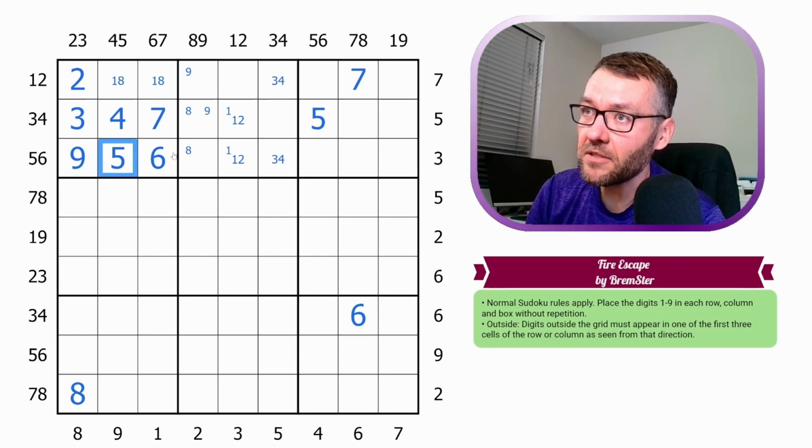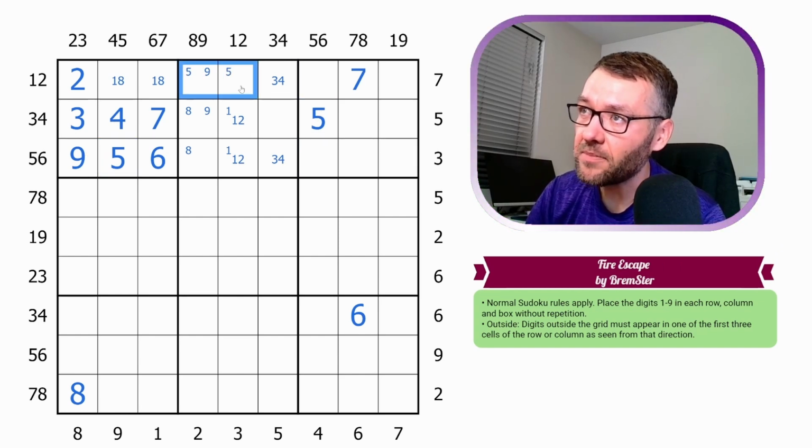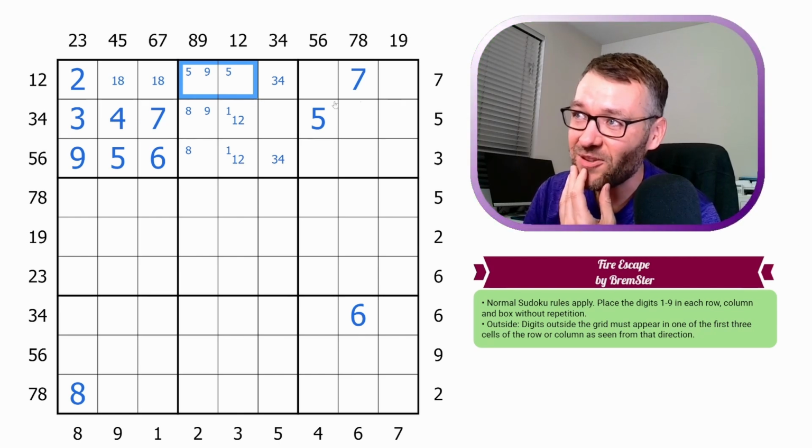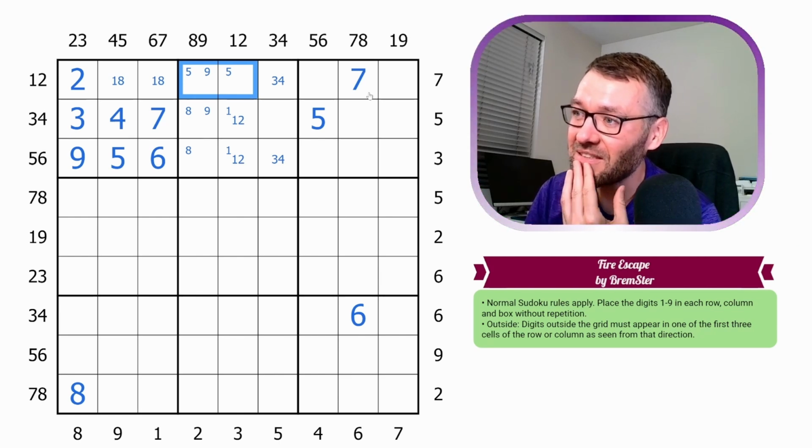5 has to go somewhere up here, just from basic Sudoku. I can't forget about the basic Sudoku. I have a bad habit of forgetting about basic Sudoku when I'm looking at the other rules.